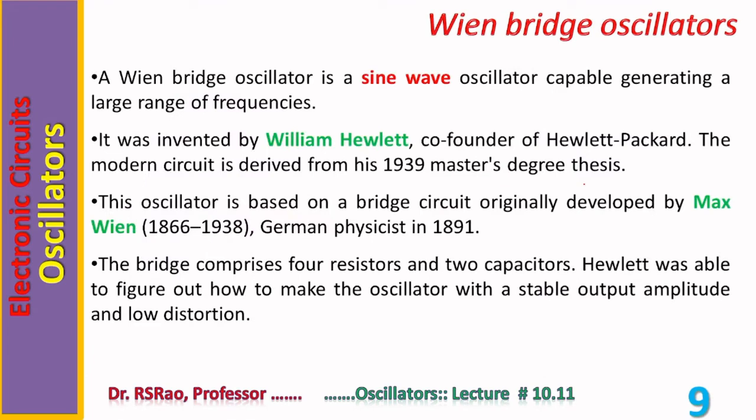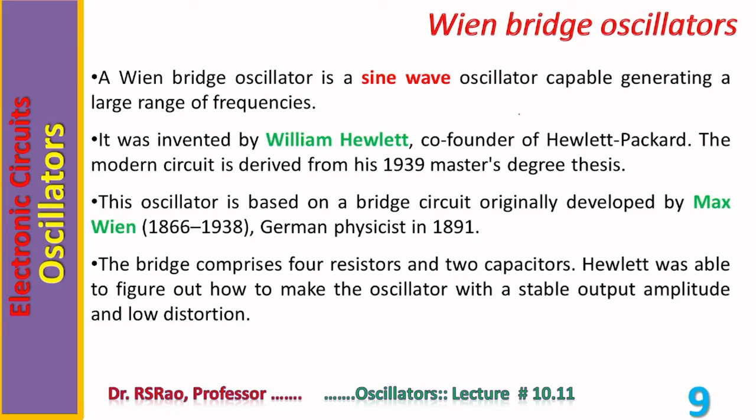Now we move to another type of oscillator. It is the Wien bridge oscillator. In these oscillators, the Wien bridge is used as the beta network or feedback network. That's why these are called Wien bridge oscillators. These are well known for their ability to supply a pure sine wave.